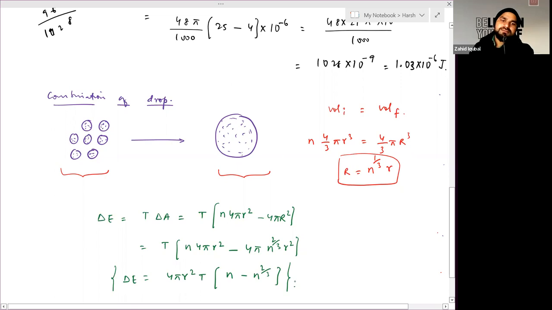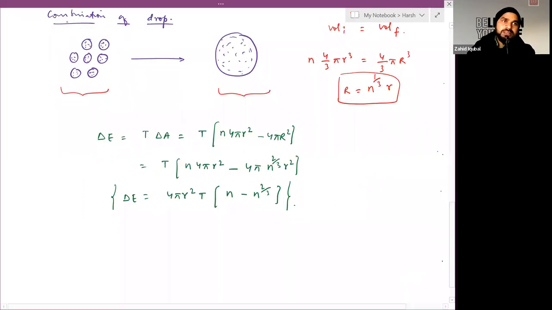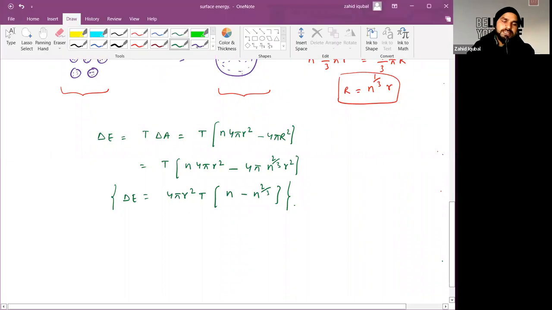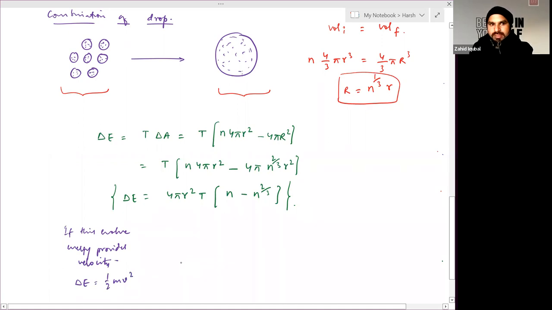Is it clear? Yes, sir. Now, if this energy during this process provides a single particle some velocity, convert this energy in terms of kinetic energy. If this evolved energy provides velocity, you may convert this energy equals to half mv square, and on equating them, you'll get the velocity of that single drop.